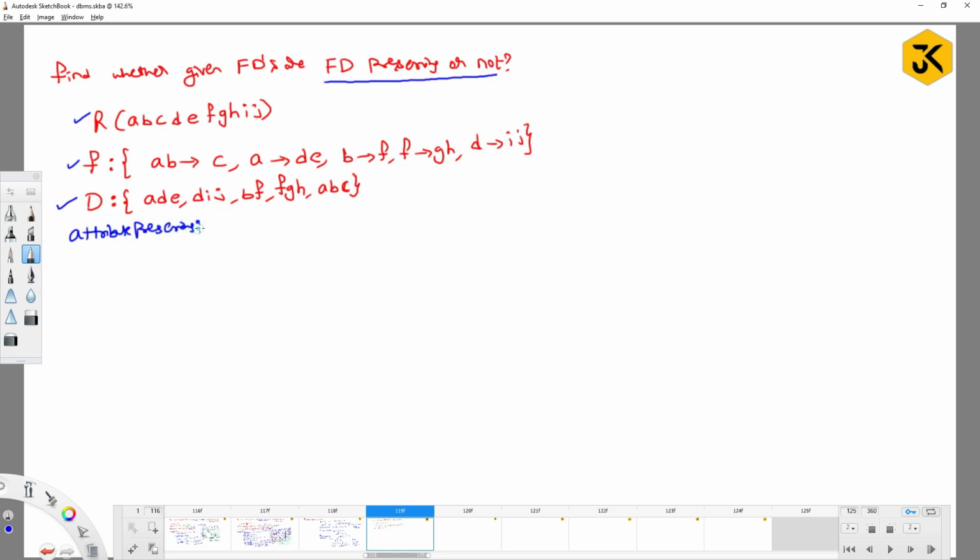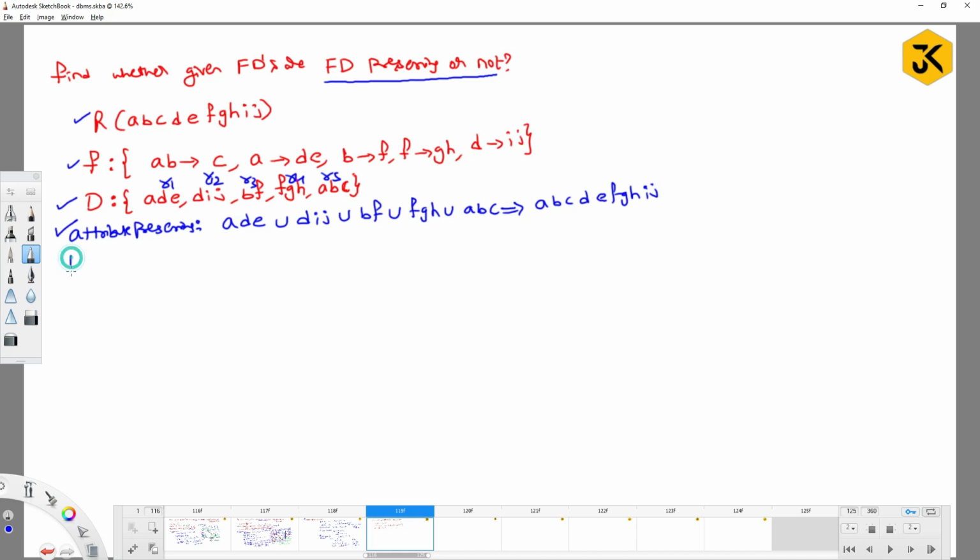Attribute preserving. See, attribute preserving means what? The union of the attributes of the relations R1, R2, R3, R4, R5 should be equivalent to the actual relation, right? ADE, DIJ union, BF union, FGH union, ABC, right? If you observe, this leads to all the attributes of the actual relation: A, B, C, D, E, F, G, H, I, J. So I can say that this clearly satisfies the property of attribute preservation.